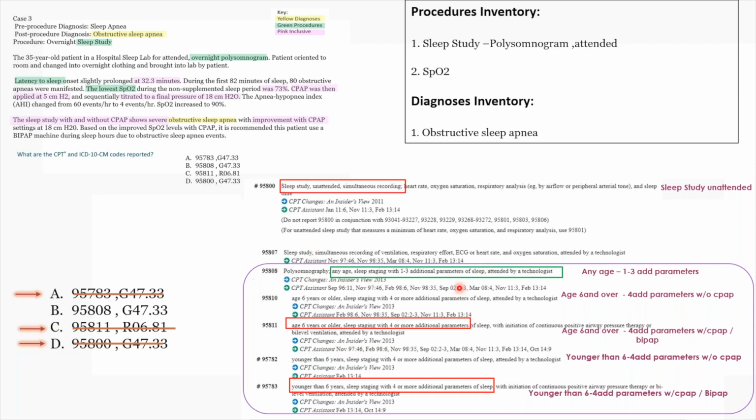And in this, it is included whether you're using CPAP or BiPAP or not using it. The only thing is that we need 1 to 3 parameters. So going ahead, if you see that just 1 to 3 parameters were measured at any age, this is the code. 95808 is the code to be coded. So the correct answer is 95808, G47.33, which is coding for obstructive sleep apnea. How are you feeling, coders, on this?